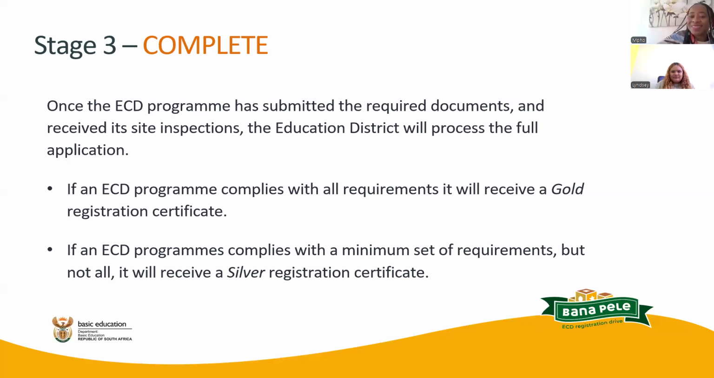Okay, this is the last stage, where you need to see our ECD programs that are fully compliant with all the norms and standards. So as soon as you get the silver certificate, then you'll be guided through the next step, which is the complete step, where you'll need to submit documents and also go through processing of the full application. So that's where we're saying that now our ECD program is complying with all the requirements. And also we're looking at complying with the minimum standards that are on the silver and also the ones that are on the gold status. So we're looking at all of them, that they are able to comply. So this is where we call it full registration.